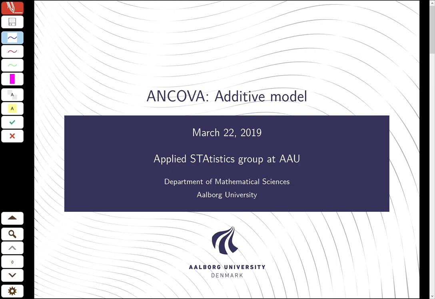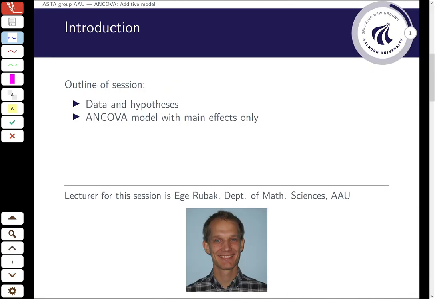This is part of the series about ANCOVA, analysis of covariance, where we'll consider what's called an additive model, and we'll look in more detail at that. Analysis of covariance is where we have a quantitative response variable we want to predict with both quantitative and qualitative predicting variables. We'll start with briefly recapping the data and hypothesis that's been presented in a previous lecture, and then we'll look at this ANCOVA model where we have what is called the main effects only or additive model.